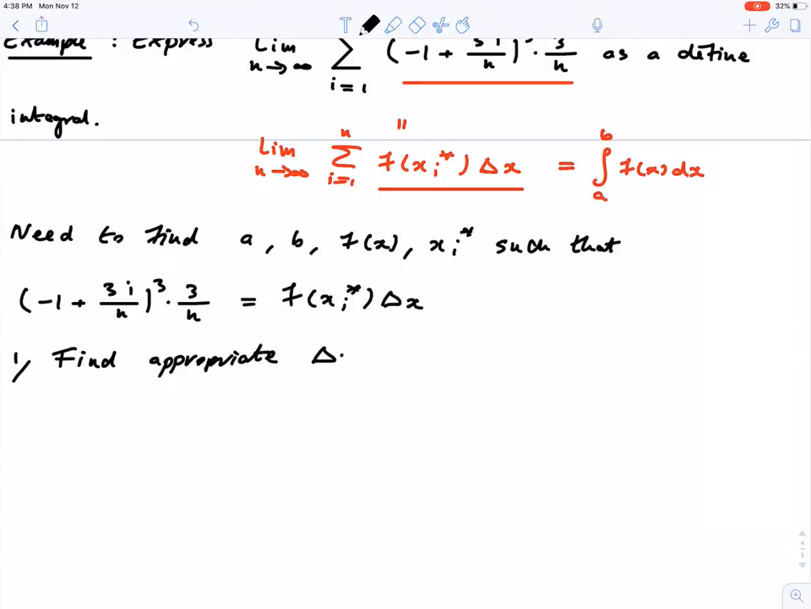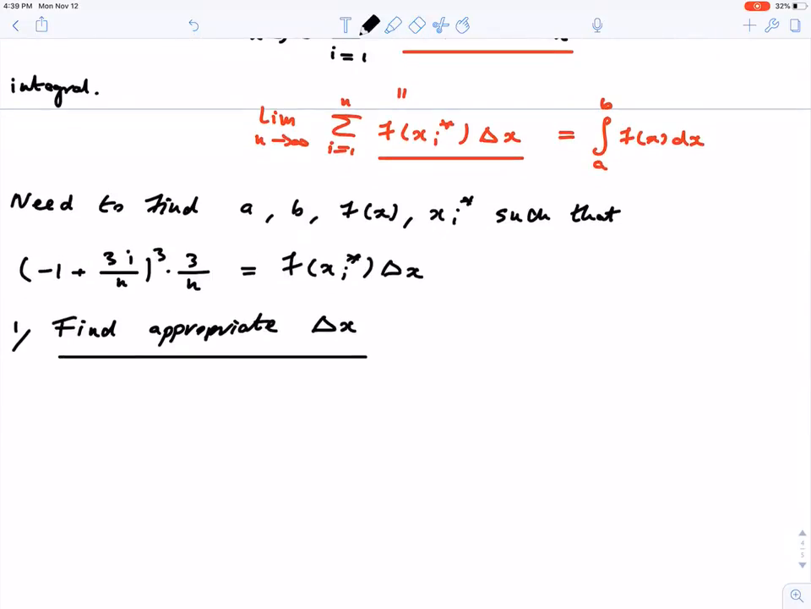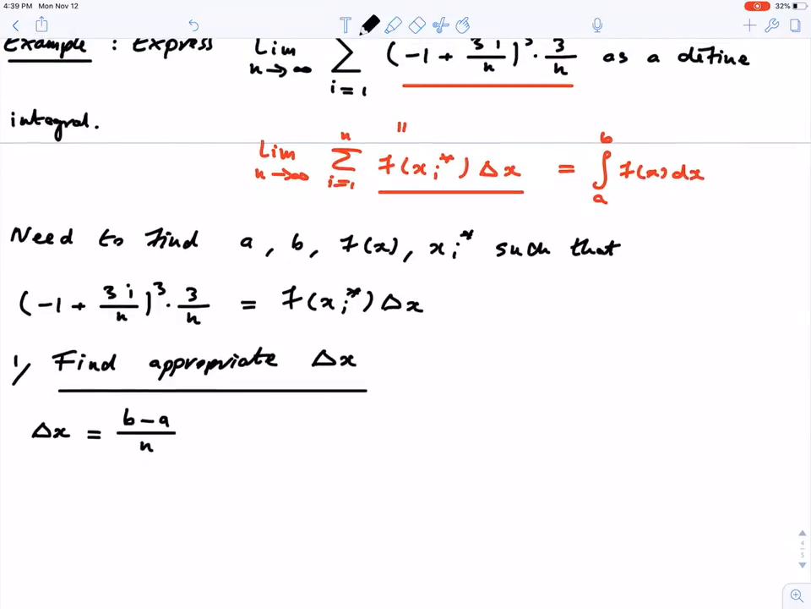We need to find appropriate delta x first. Now what is delta x? Delta x by definition is b minus a divided by n. Now let's take a look at what we've got. The way I've set it up makes this fairly obvious what to choose. It would make sense, wouldn't it, to have this matching with this. So let's make that choice.